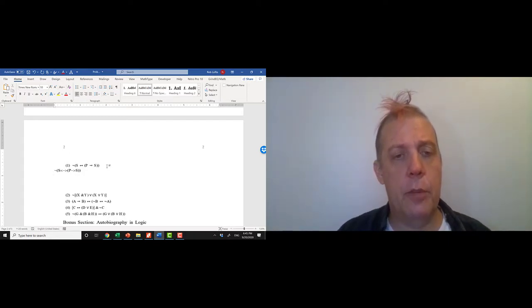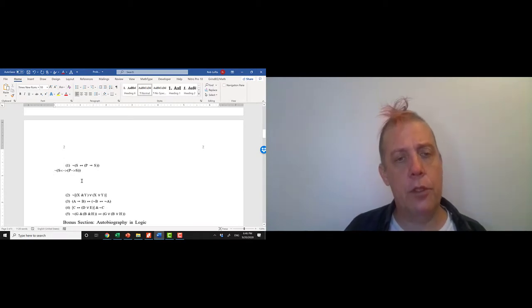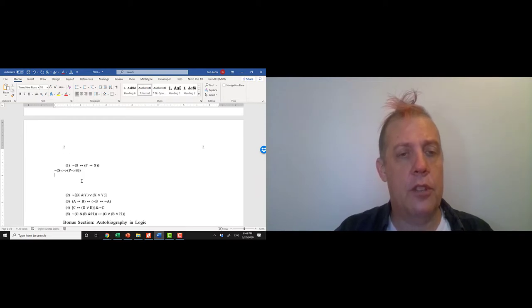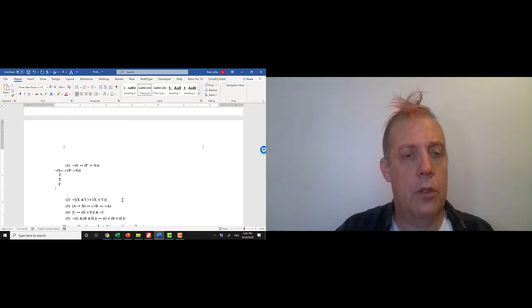This is going to be tricky, though, because you want to do these things in a particular order. For starters, you want to start by doing the columns under the individual sentence letters. So we're going to start with S, and S can be true or false. Let's try and get these to line up. So we've got true, true, false, false, like that.